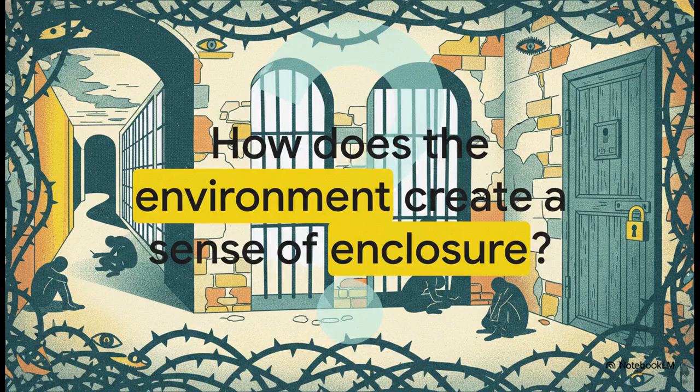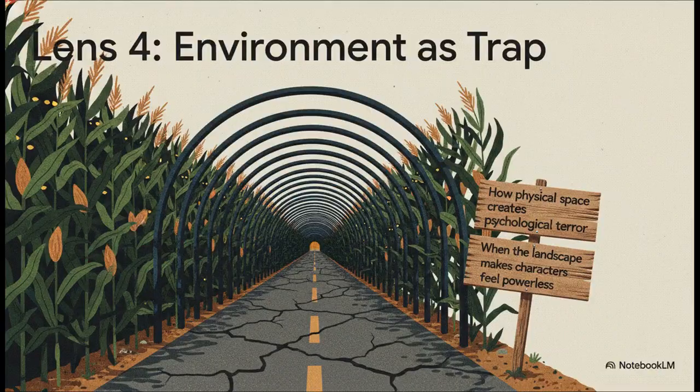Let's try another one. This prompt gives you a totally different lens. This one focuses completely on the setting. It's asking you to look at the environment not just as a backdrop, but as an active, menacing character in the story. So with this lens, you'd find the exact moment when that open road stops feeling like freedom and starts feeling like a cage. You'd analyze how those endless rows of corn create that feeling of being watched, of being trapped. You're explaining how geography itself becomes pure terror.